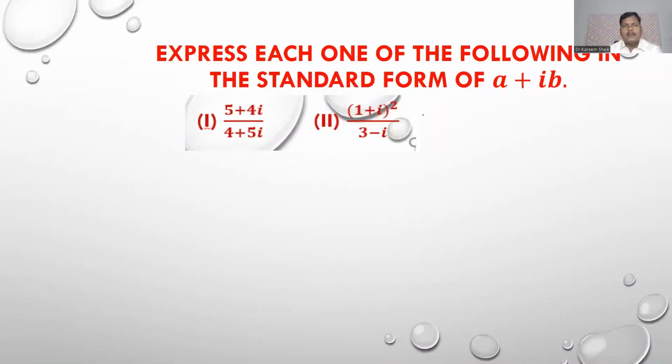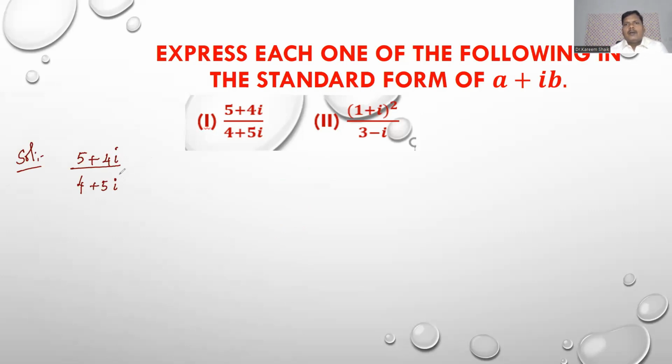We'll begin our session with our first question. Express each one of the following in the standard form of a plus iota b. We'll start with the first one: 5 plus 4 iota upon 4 plus 5 iota.